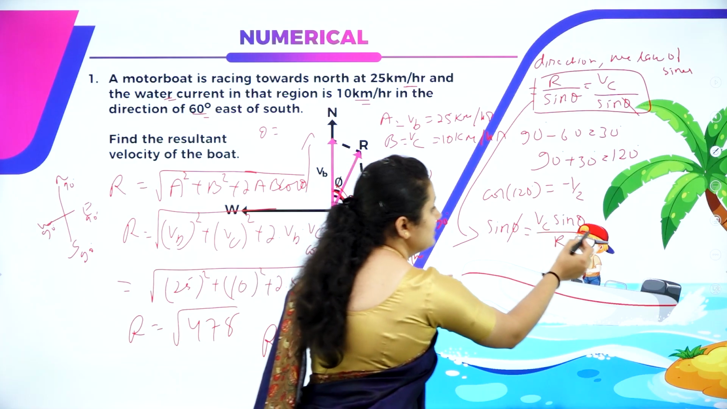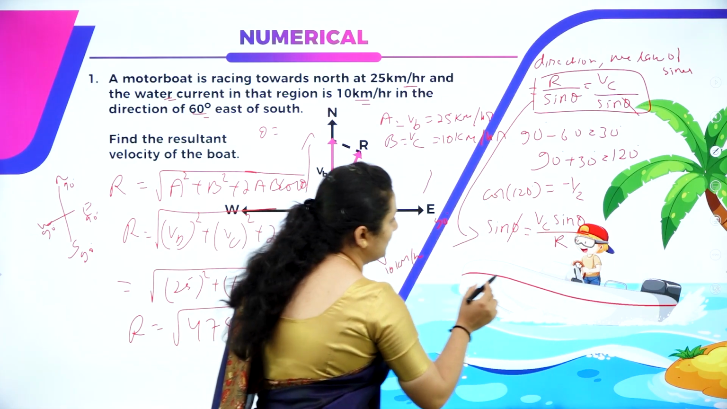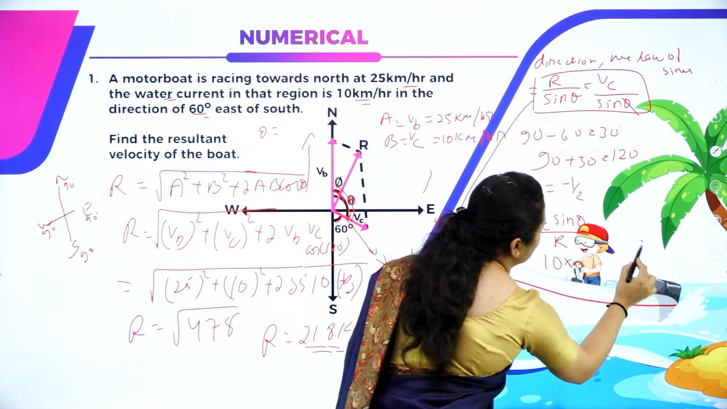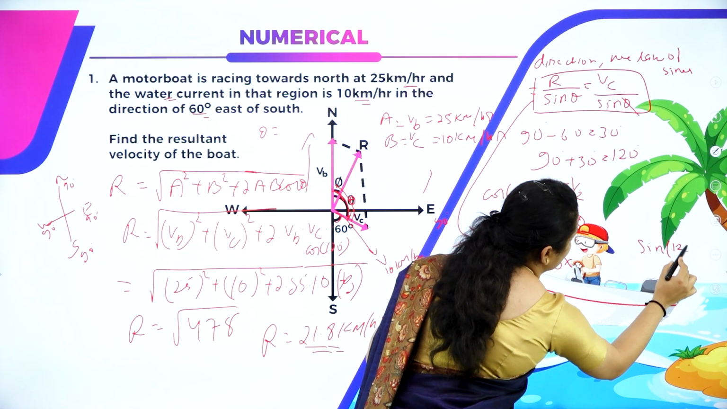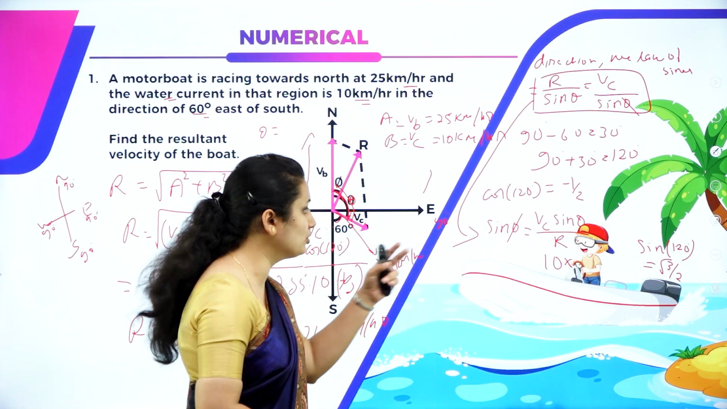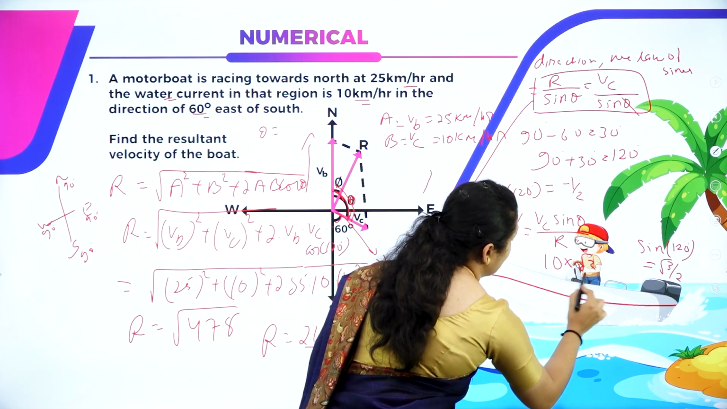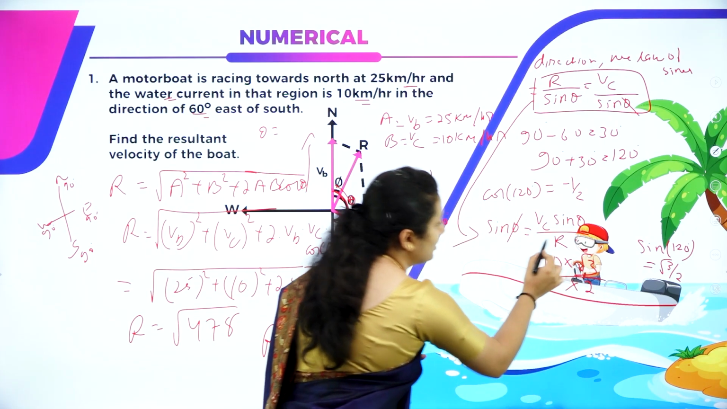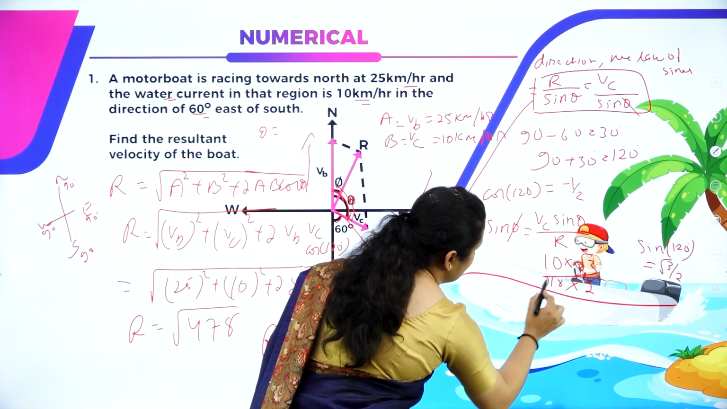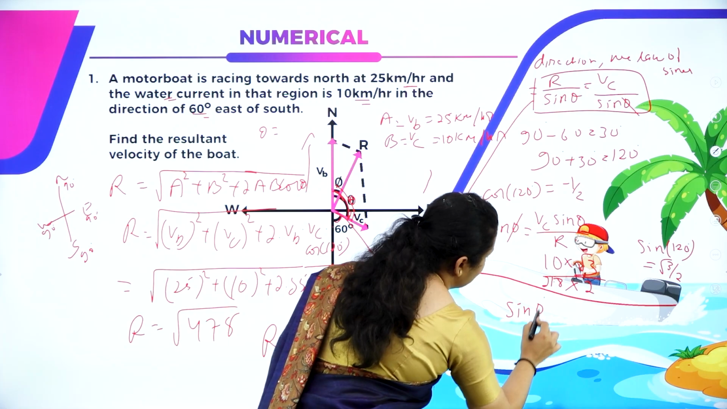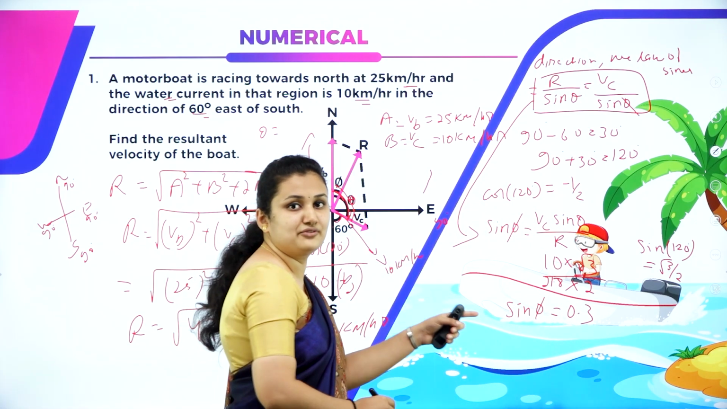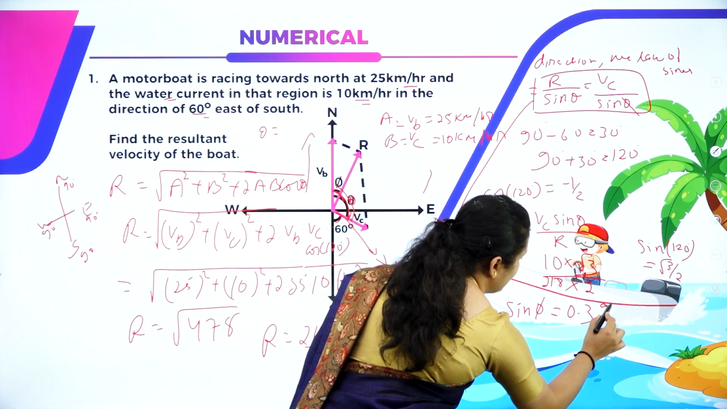So here, what is theta? We know it is 120. What is VC? VC is 10. So 10 into sine 120 degrees, which from trigonometry we know is root 3 by 2. Substitute that here, root 3 by 2 into, what is the value of R? 21.8 kilometers per hour. Substitute that here, so it will give you sine phi is equal to 0.397.